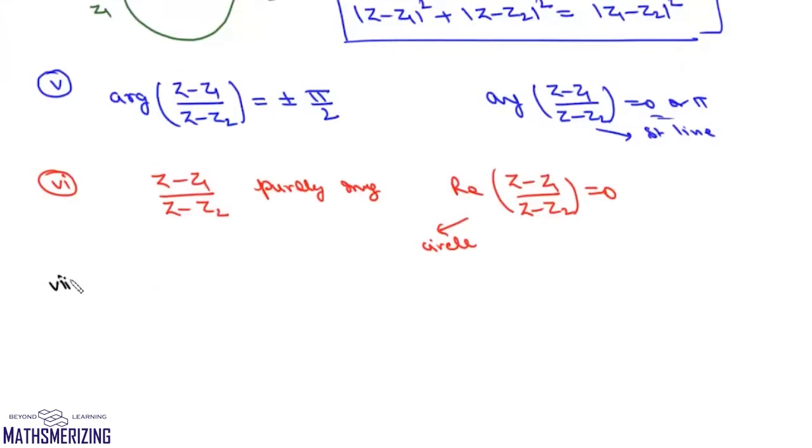Now, the seventh way to write this equation is in terms of its conjugate. Now we already know that (z − z1)/(z − z2) is purely imaginary.